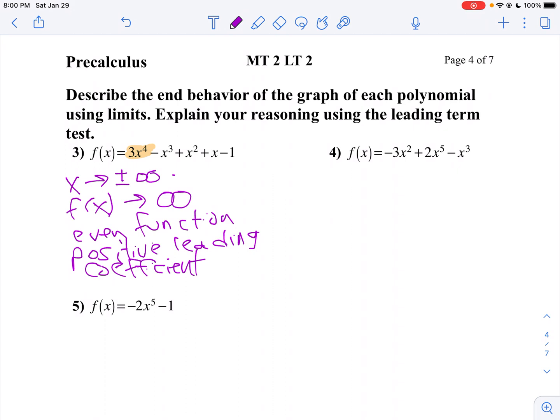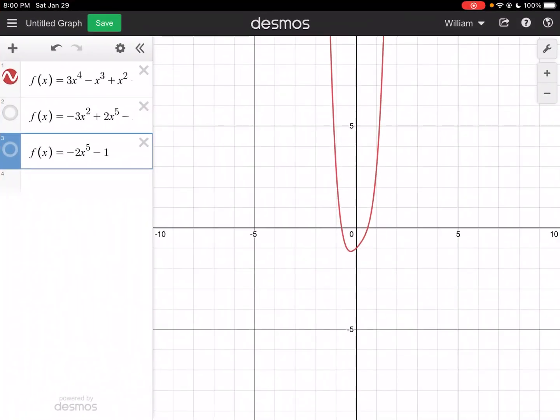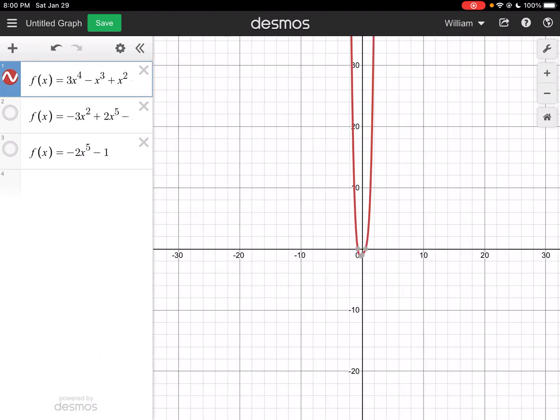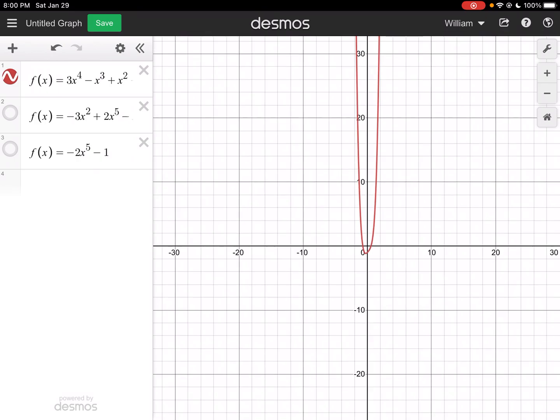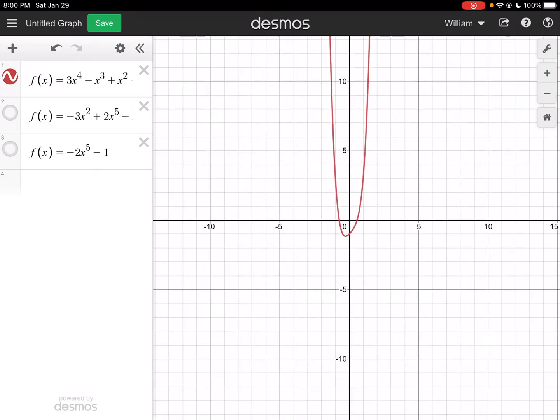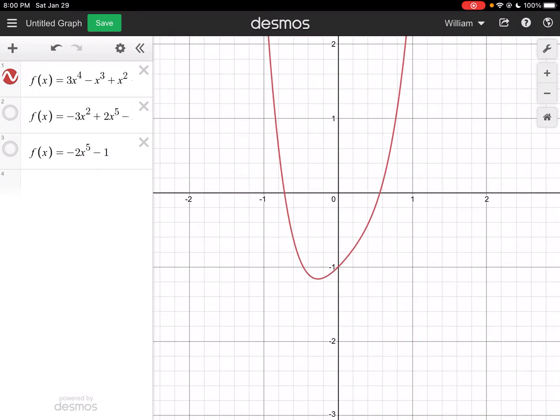And let's take a look at the graph of that one. And here's the graph of 3x to the fourth minus x cubed plus x squared. I can zoom in a little bit, but I can see as x approaches positive infinity, f of x is approaching positive infinity. And as x approaches negative infinity, f of x is approaching positive infinity. And I can see it's kind of parabolic looking because it's 3x to the fourth, we have a little bit of a bend in one direction, don't we?